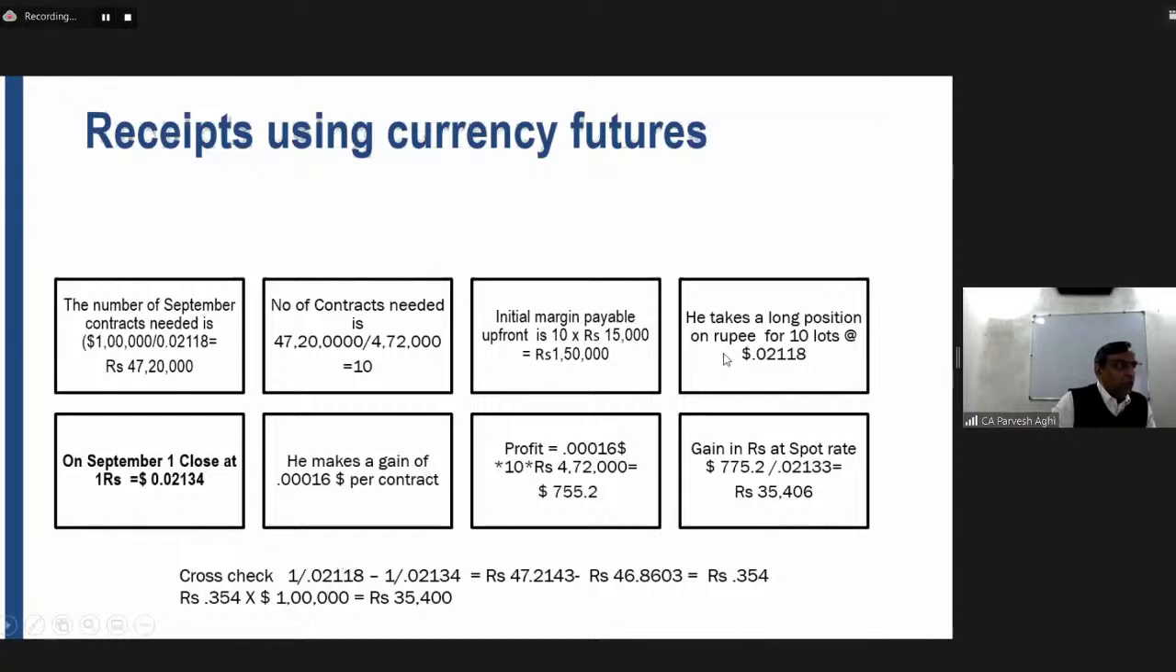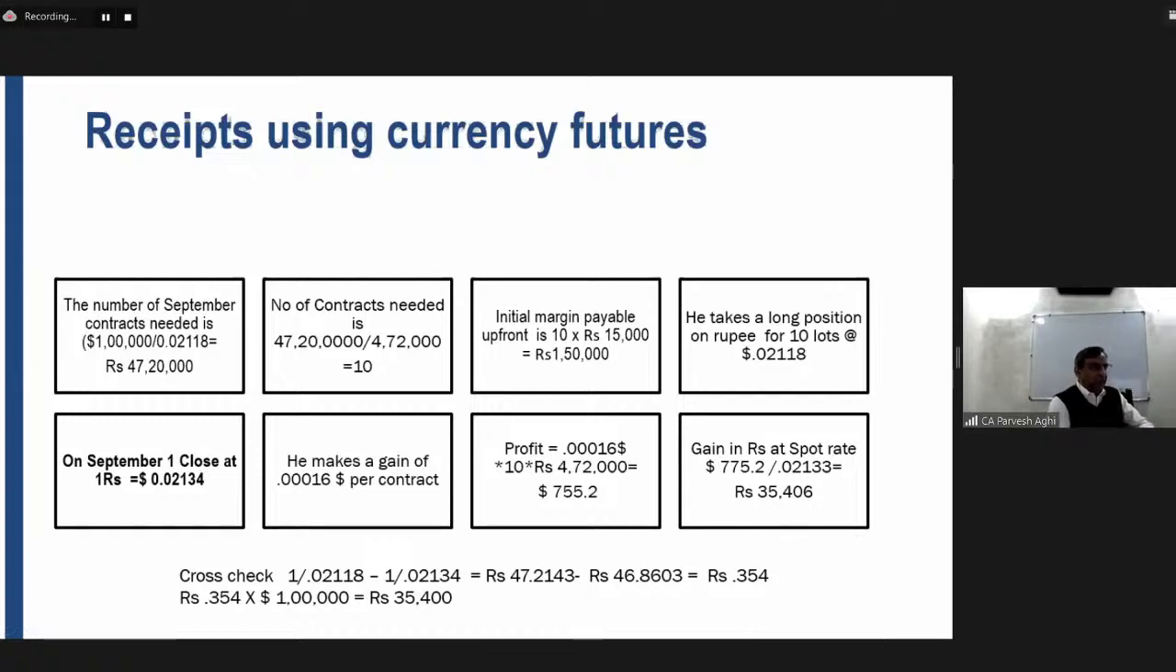So when he took a long position in rupee, the dollar was at this level, and now it is this level. The dollar was at 47.21 when we do the reciprocal, and now it is 46.86, which means the dollar has actually depreciated. How much? 35 paisa. So he would have taken a short position in dollars, he would have gained 35 paisa, which would have translated into a gain of 35,400, which actually matches with the answer you have done. So please remember, this check is very important for you.